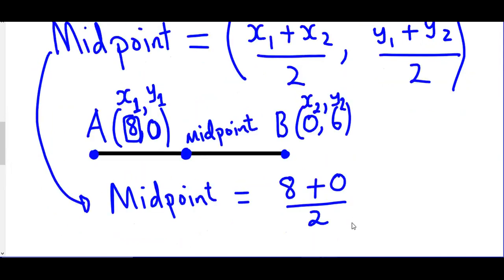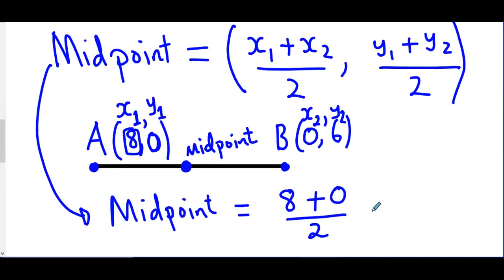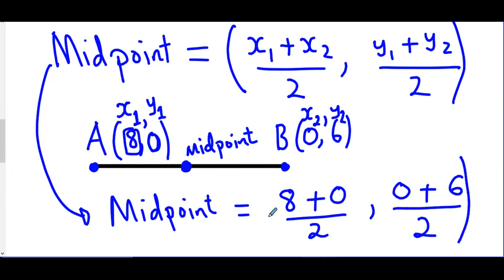Put a comma. Then, you already know what y1 is, what y2 is. So take your y1, which is 0, add it to y2. y2 is 6. The answer you get, you divide by 2. That is your midpoint.